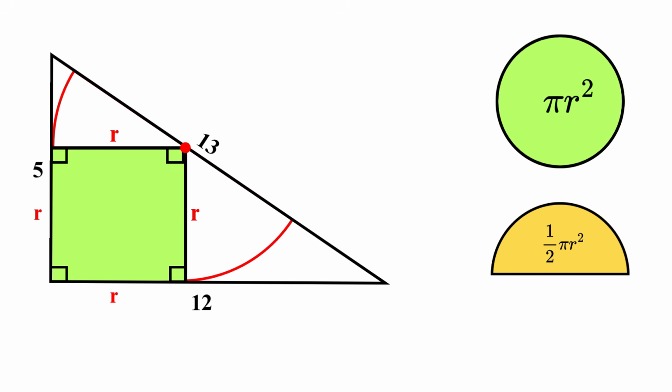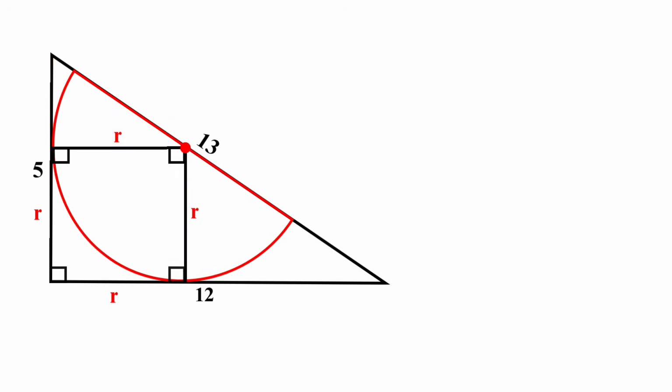Now look at the triangle. That square splits our big triangle into 3 pieces: a small triangle at the top, a square in the middle, and another small triangle at the bottom. Now, our next goal is to find the areas of each piece.